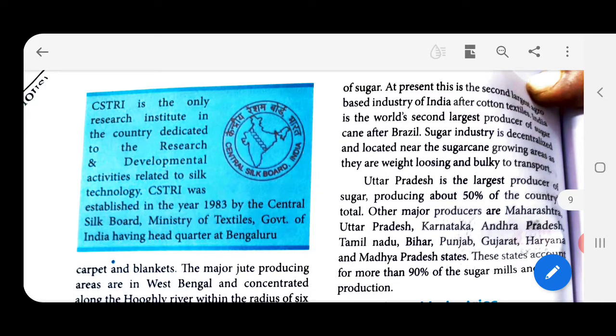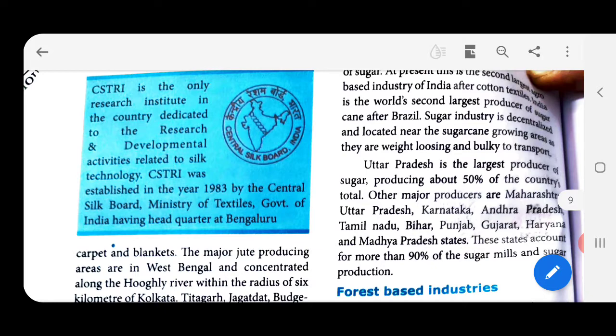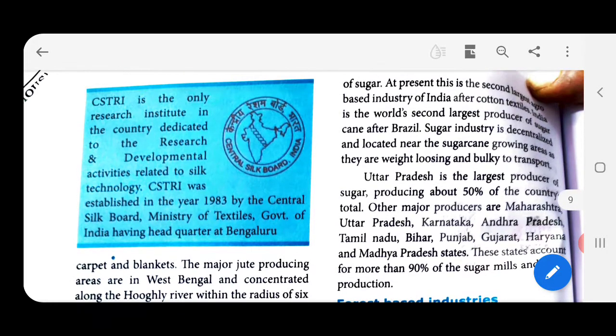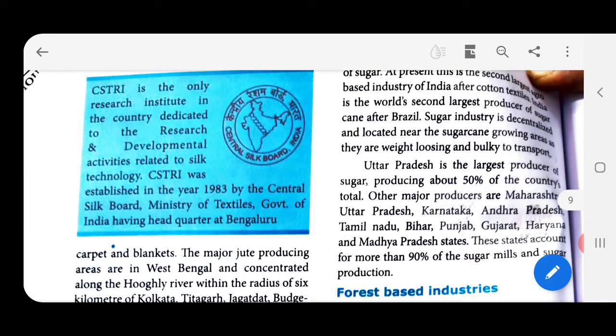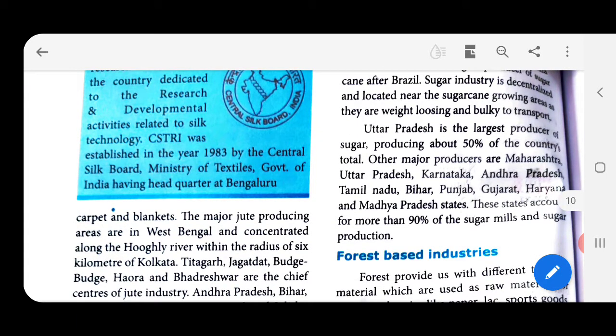So, sugar cane, who is the first producer? Brazil produces, second is India. The sugar industry is decentralized and located near the sugar cane growing areas as they are weight losing and bulky to transport. So, where can you find sugar industry? Sugar industries are found in places where sugar cane is cultivated, because it is easy for them to transport.